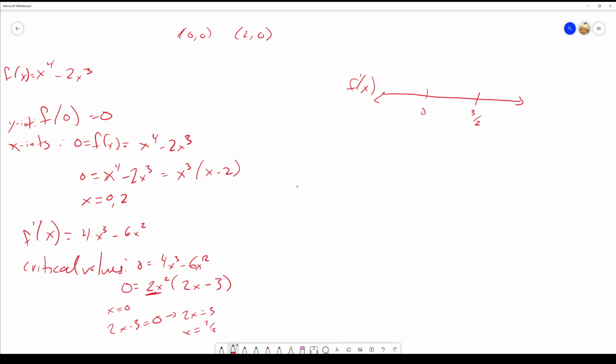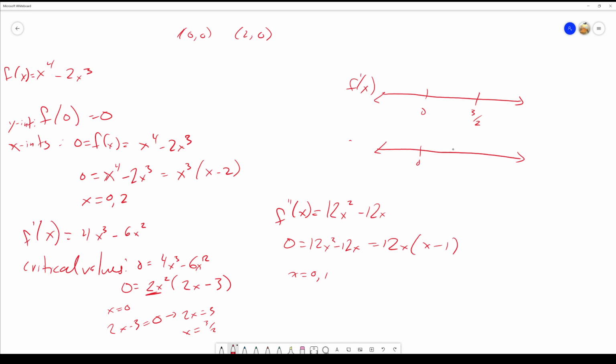And then last but not least, if I find the second derivative of f, I get 12x squared minus 12x. So if I set that equal to 0, I can factor 12x out, and I'm left with x minus 1, so my solutions are 0 and 1. So for my second number line, I get f double prime of x, 0 and 1. All right.